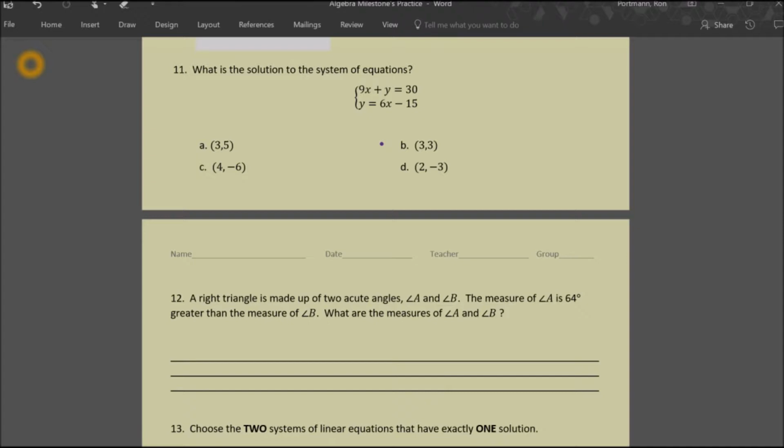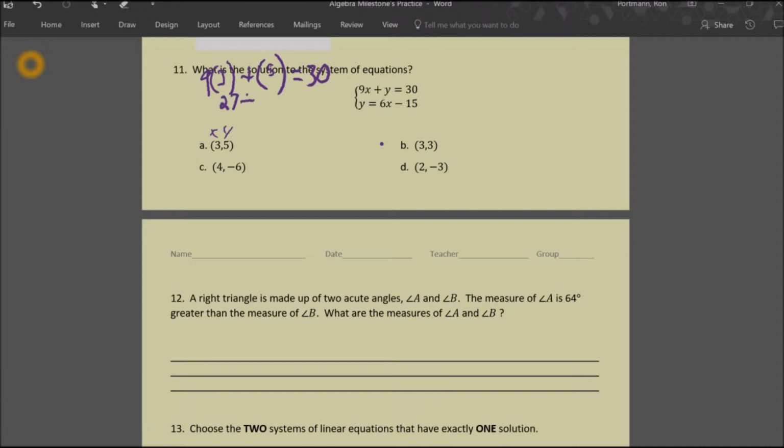Your first equation here is 9x plus y equals 30. I'm going to put a 3 in for x. I'm going to put a 5 in for y because this is my x value and this is my y value. So I would write it as 9 parentheses plus parentheses equals 30. And in those parentheses, I'm going to put x, which is 3. And then for y, I'm going to put 5. So basically, this is like saying 9 times 3 plus 5 equals 30. 9 times 3 is 27.